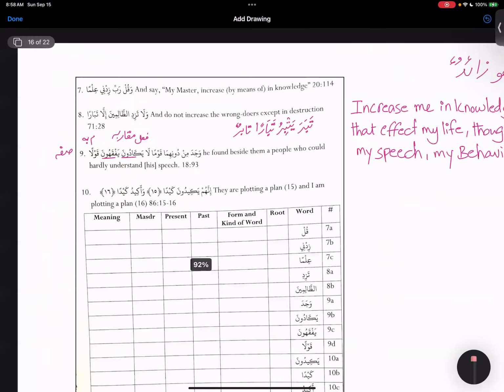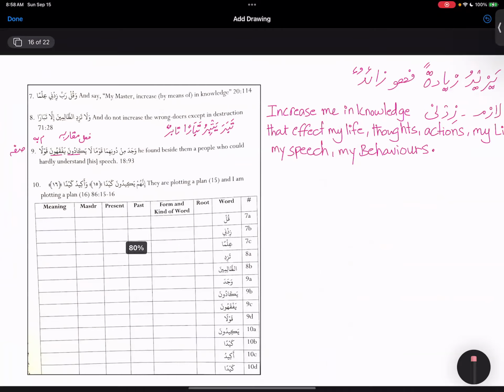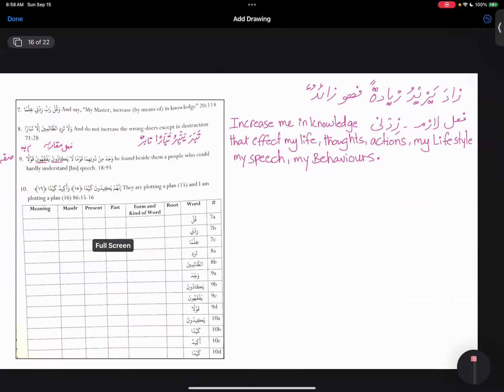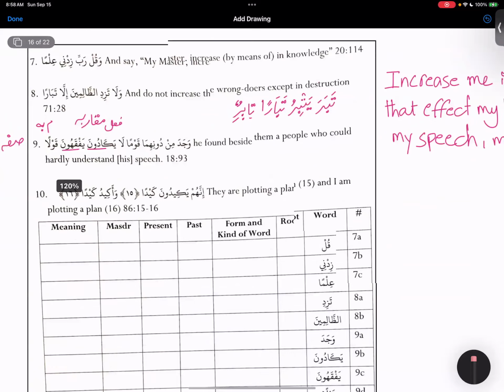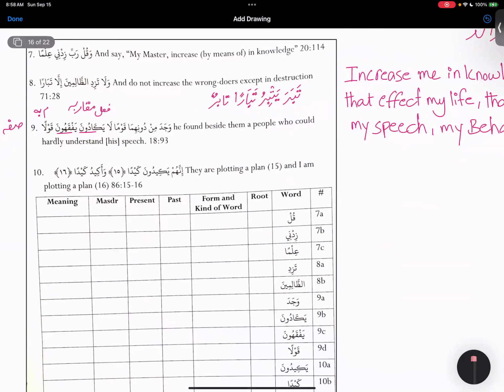And then we have wa qul rabbi zidni ilma. Beautiful dua, right? And we all know it, Alhamdulillah. Wa qul, what kind of fail is qul? Fail amr. What are the root letters? Qaf, waw, lam. Yes, qawala becomes qala. It happens a lot in Quran Pak, so we need to master this.